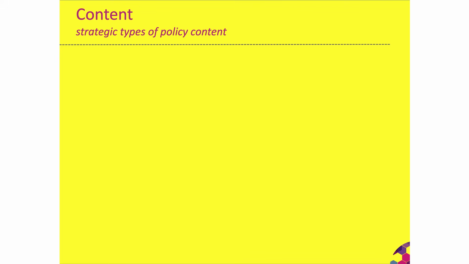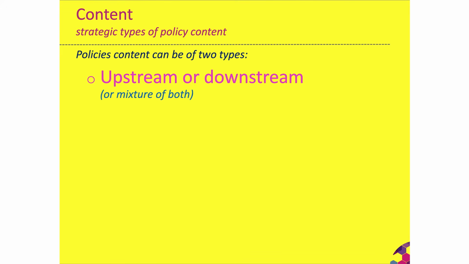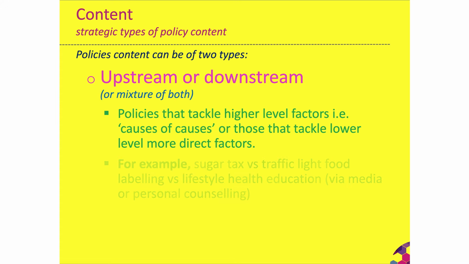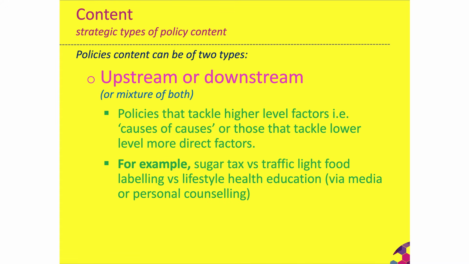Policy content can also fall into two strategic types: upstream or downstream policies. These are policies that tackle higher level factors, i.e. the causes of causes, or those that tackle lower level, more direct factors. An example is the sugar tax and traffic light food labelling versus lifestyle health education interventions or policies. So in terms of sugar tax, that affects sugar manufacturers and farmers, and the traffic light food labelling affects supermarkets.